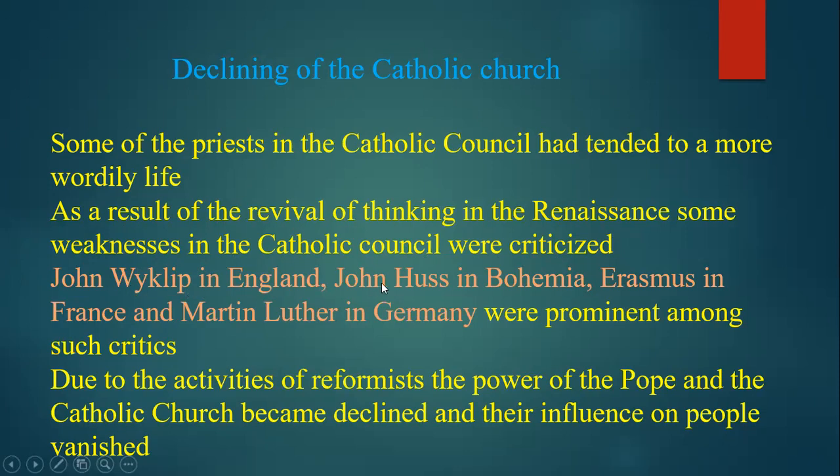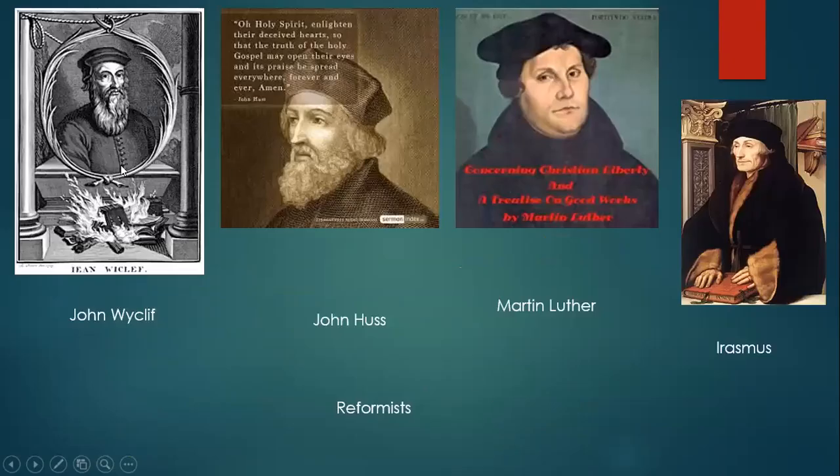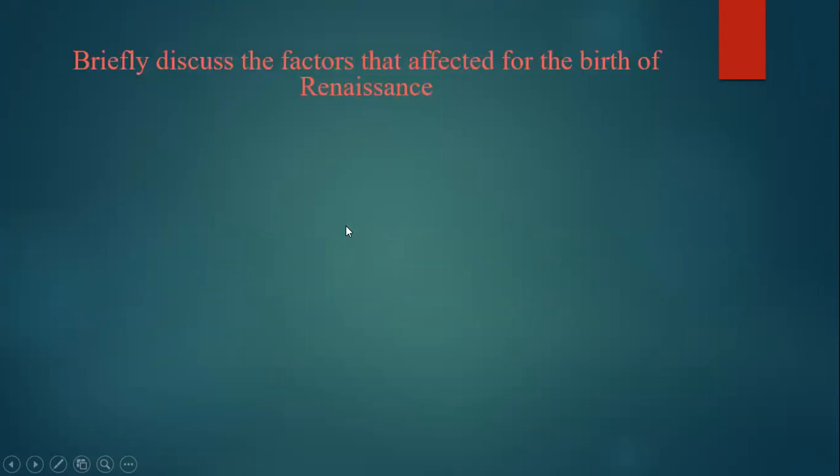John Wycliffe, John Huss, Erasmus in France, Martin Luther in Germany, they were prominent among such critics. Due to the activities of the reformists, the power of the Pope and the Catholic Church declined and their influence on people vanished. These were the pictures of John Wycliffe and John Huss. So what did the Catholic Church do to this person? He was burnt alive as a punishment for criticizing the Catholic Church. John Huss was burnt alive until death, and Martin Luther and Erasmus were reformists.